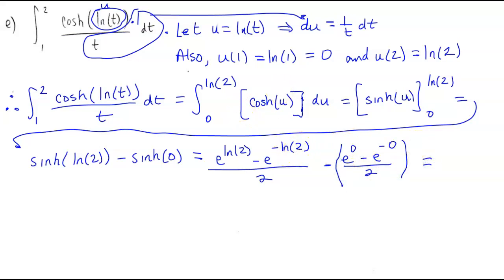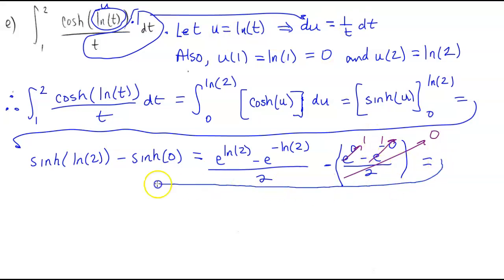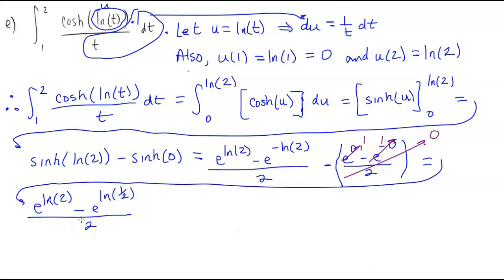And of course, e raised to the 0 is 1. So when we see this, this is just 1 minus 1, which ends up being 0 for everything. So that's how that ends up being that. For that first term there, remember this is going to be e raised to the natural log of 2 minus e raised to the natural log of 1/2, all that over 2. So this looks familiar. We've already done this, so let's go ahead and figure this out. And we know that this will just end up being 3/4 once everything is done.